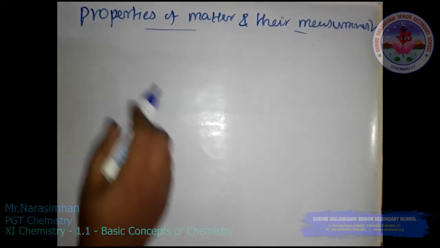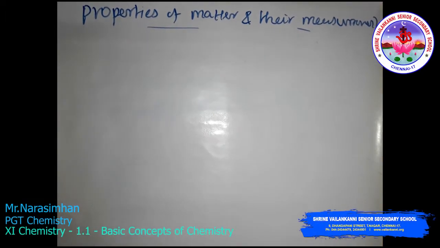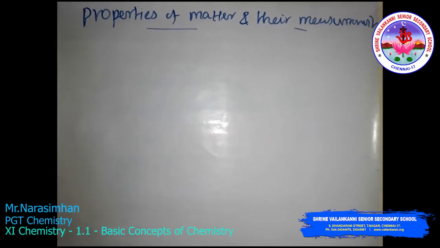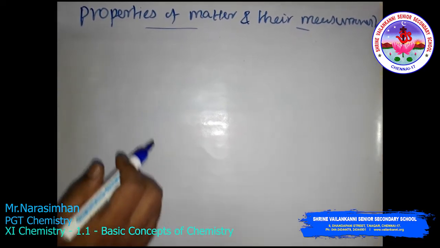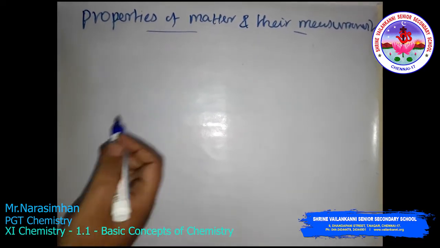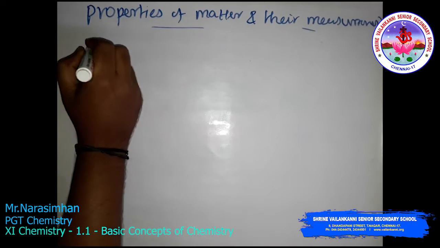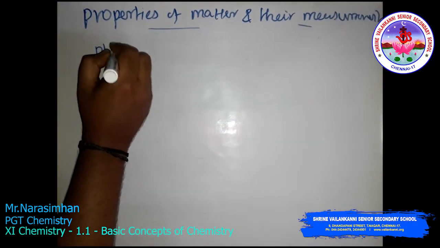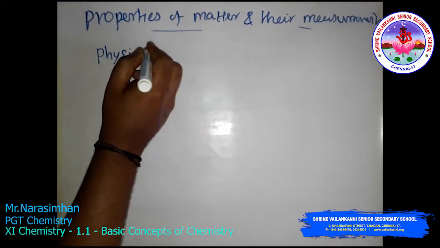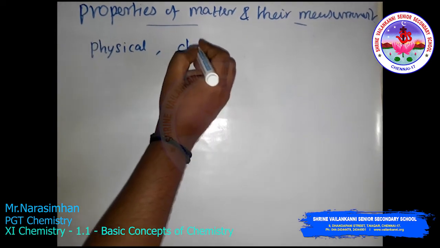The next topic is the properties of matter and their measurement. Every substance has unique characteristic properties. These are called physical properties and chemical properties.